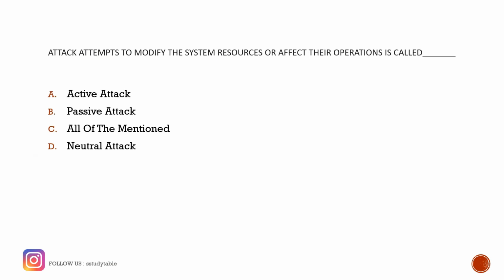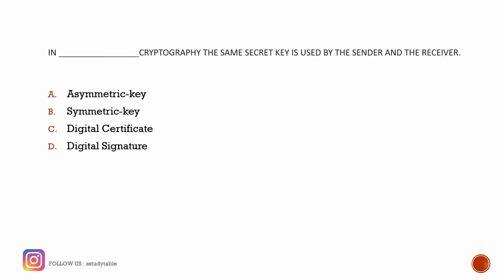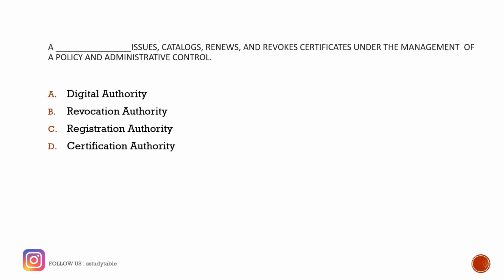Next question. Attack attempts to modify the system resources or affect their operations is called. The answer is active attack. Next question. In dash cryptography, the same secret key is used by the sender and the receiver. The answer is symmetric key cryptography. Next question. A dash issues, catalogs, renews, and revokes certificates under the management of a policy and administrative control. The answer is certification authority.